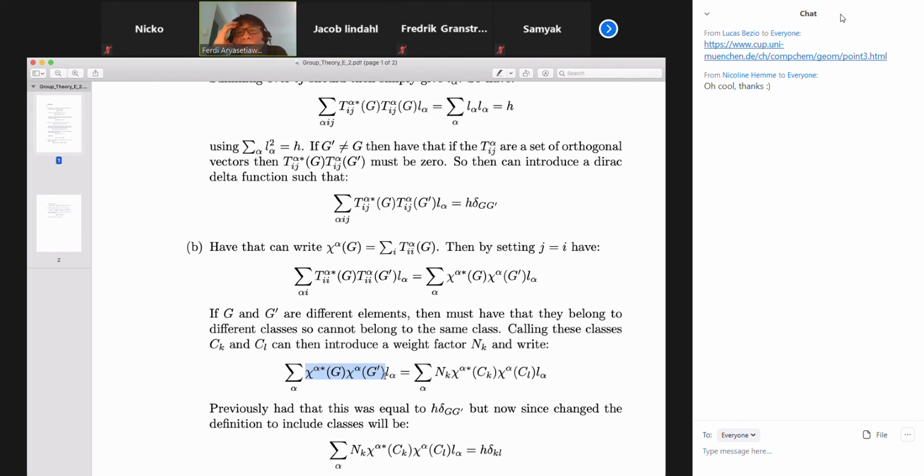So what do we mean here? So you're saying that I can replace G by the class to which it belongs. But why do you have this NK then? Don't you have to introduce the weight factor, like when you introduce the classes? But here you have just one element G and G prime. So I would have thought it would be a bit too much, no? Because you multiply by NK.